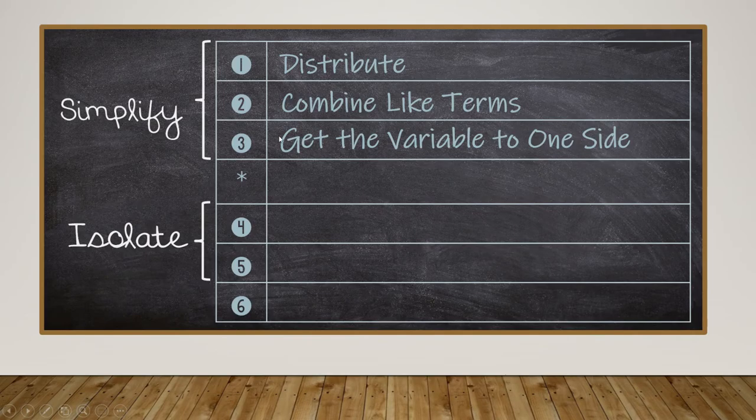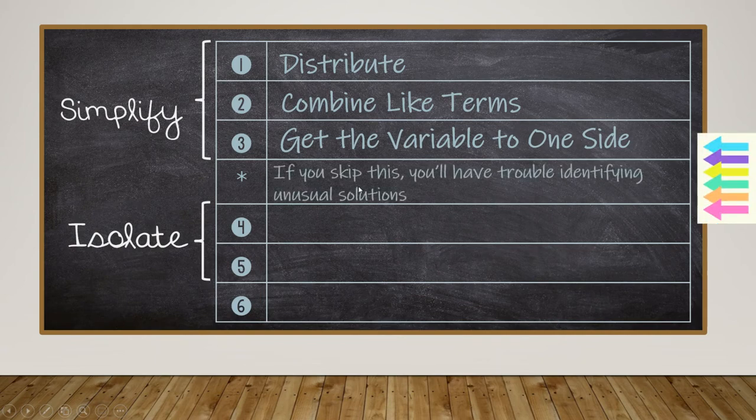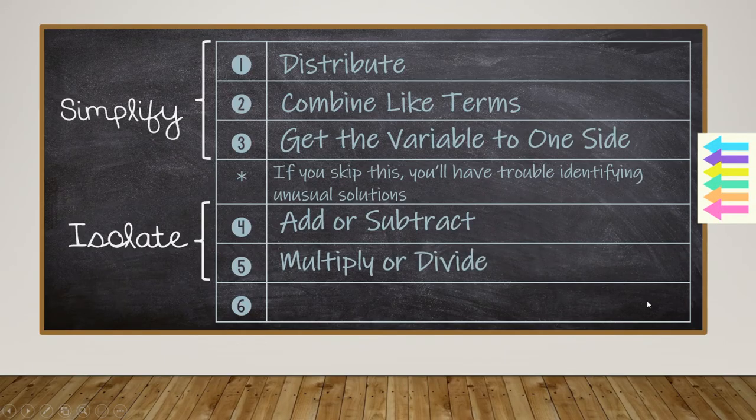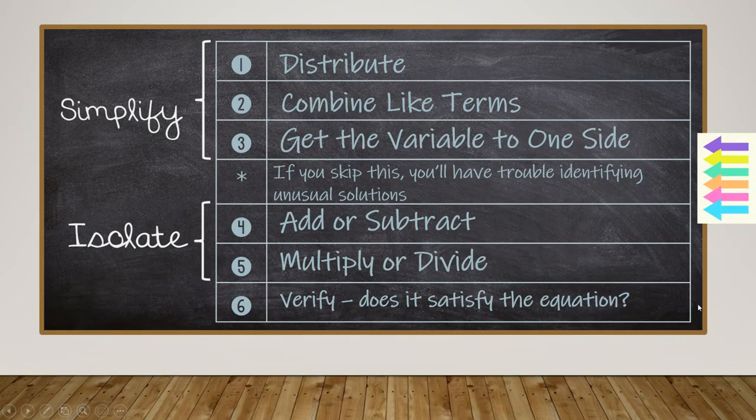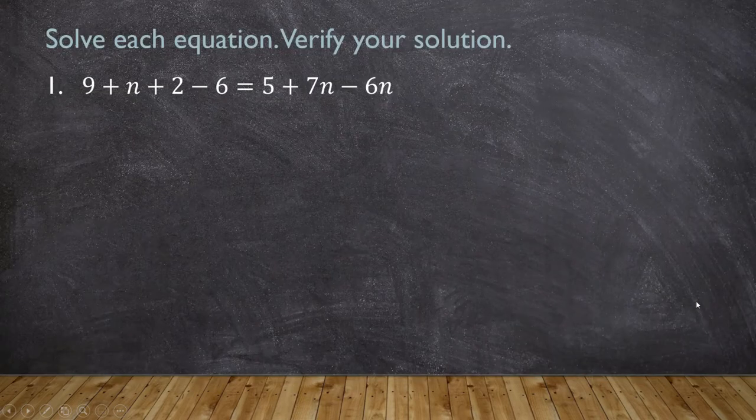Then if we have a variable on both sides, we want to get the variable to one side. A lot of students will sometimes skip this step, and it's really important that you don't, because then you'll have trouble identifying unusual solutions. When we're trying to get rid of the variable from one side, if there's an unusual solution, this is where we'll notice it. Then lastly, add or subtract, then multiply or divide, and then verify your solution. Does it satisfy the equation? If you plug it back in, do you get a true statement?